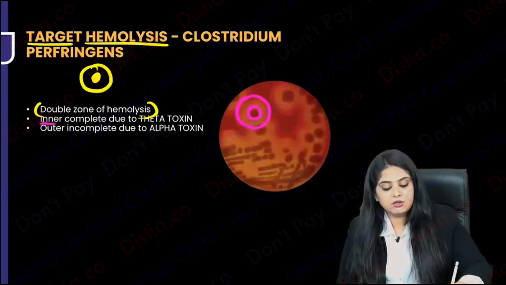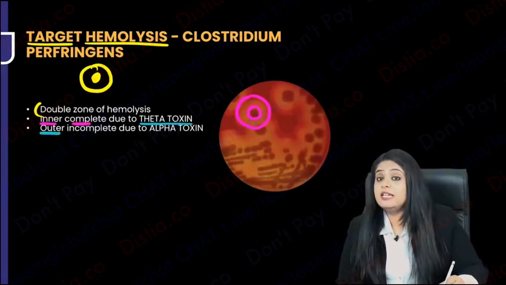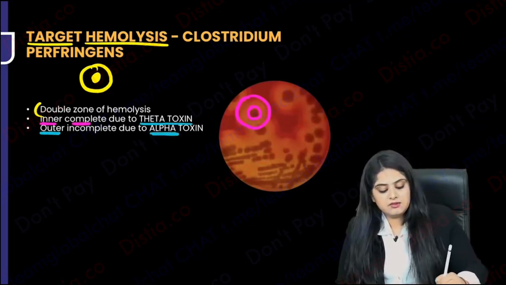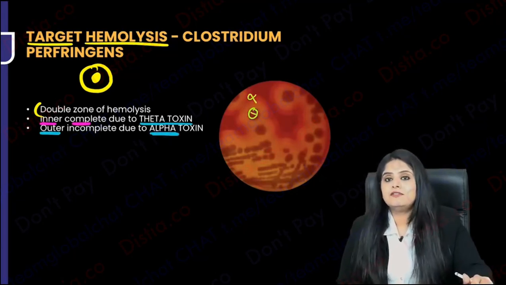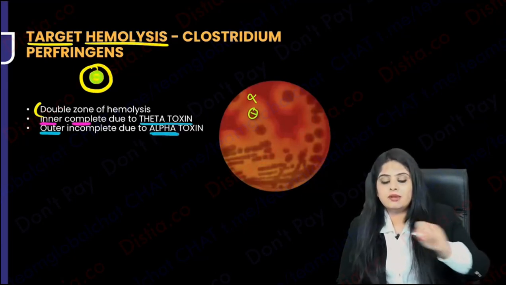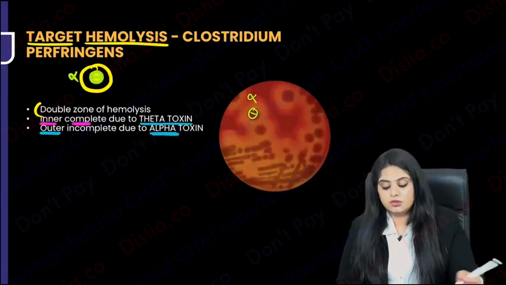So remember, the inner part of hemolysis, which is complete hemolysis, is caused by the theta toxin, whereas the outer one, which is incomplete, is caused by the alpha toxin. So please remember the inner one. Let's erase this. The inner one is going to be caused by the theta toxin, and the outer one is going to be caused by the alpha toxin. So just remember that theta fits in the center. So the center one is by theta toxin and the outer one is by alpha toxin. That is the double zone or the target hemolysis.